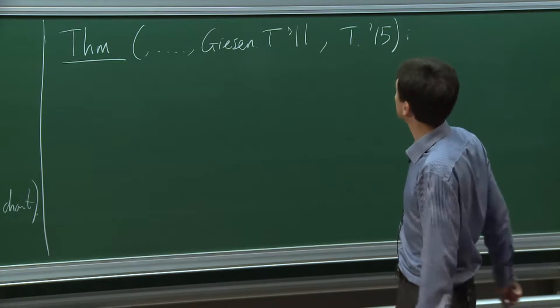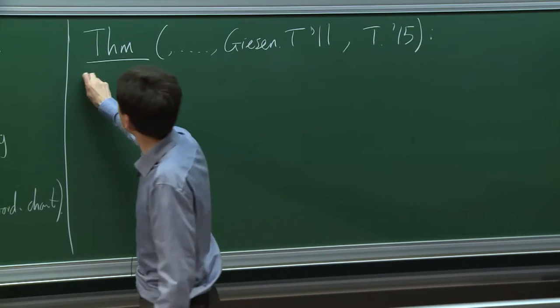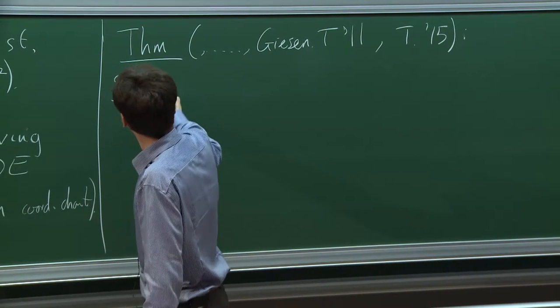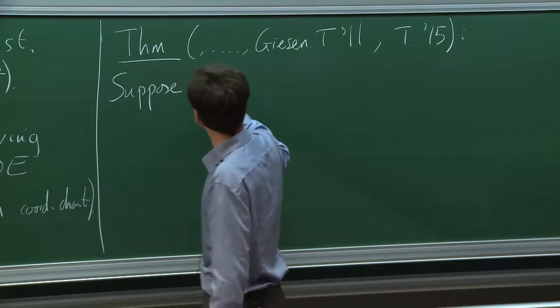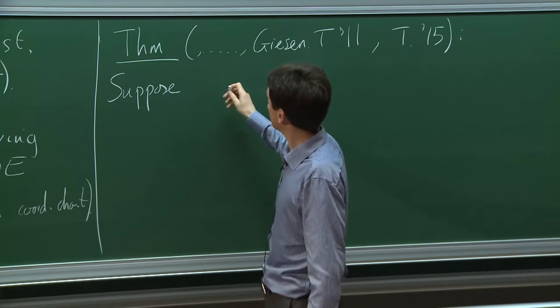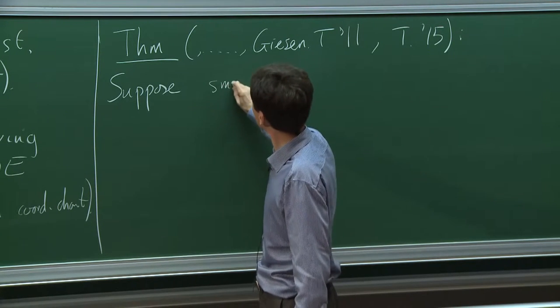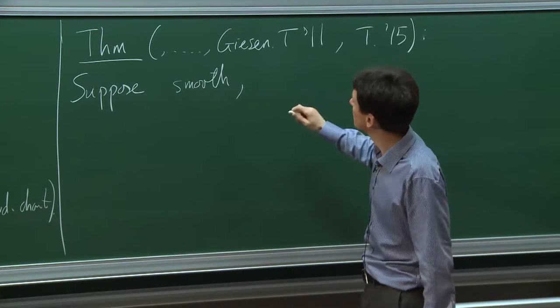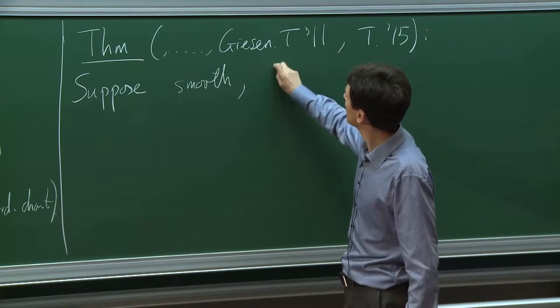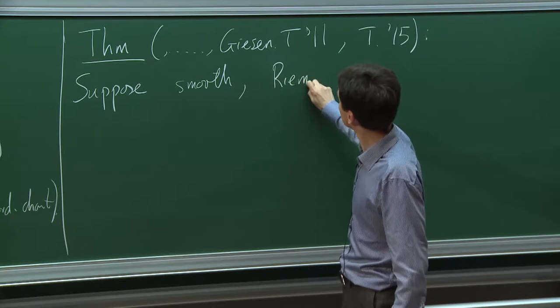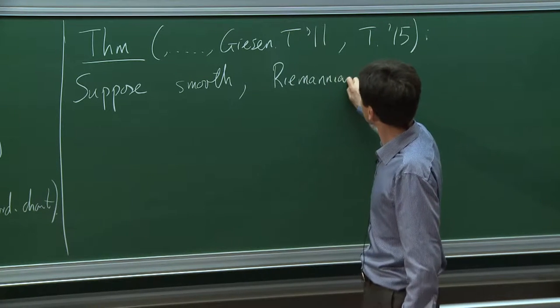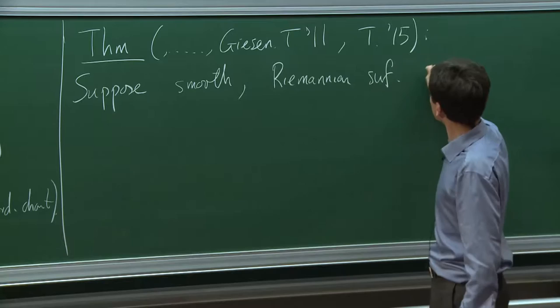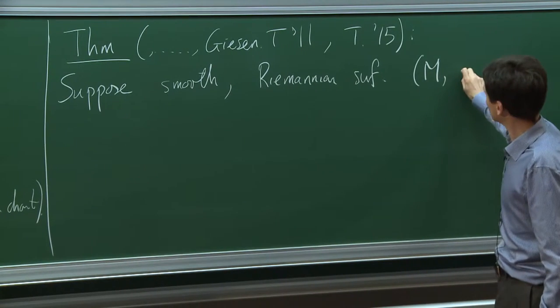And it says the following. So let's suppose we have a smooth connected Riemannian surface, I won't write that down, just assume that, a smooth connected Riemannian surface (M, g0).